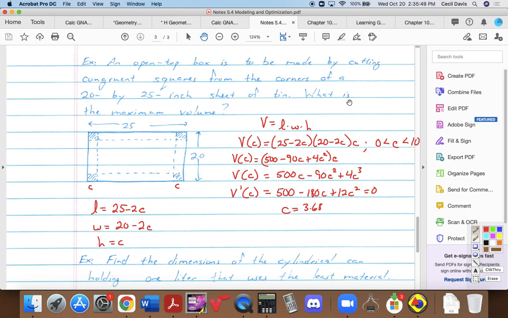Now notice on this one, it wants what is the greatest volume. So we need to substitute this back in and find the volume.